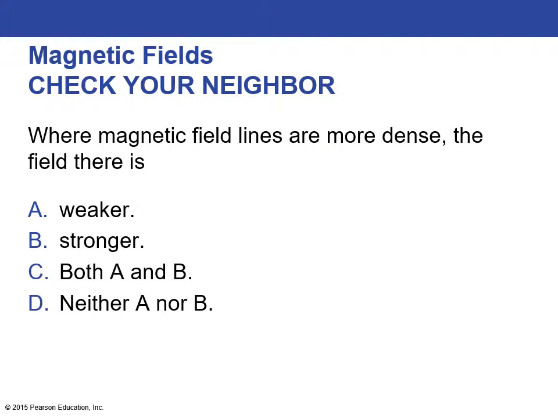Another review question: where magnetic field lines are more dense, is the field there weaker, stronger, both weaker and stronger, or neither weaker or stronger? And the answer is stronger. So again, the closer those lines are together, the stronger the magnetic field. The further apart the lines, the weaker the magnetic field.